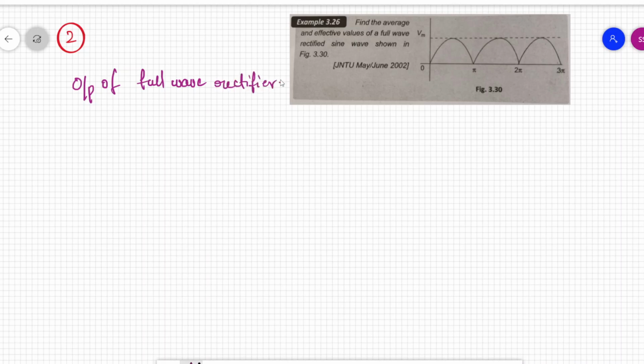So two peaks will be in the positive side. Okay, and we need to derive average values and RMS values. Effective value means RMS value, right? So for that we need to write down the function here.